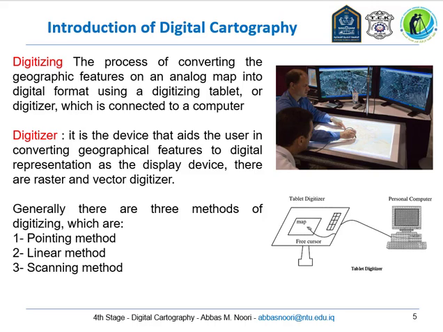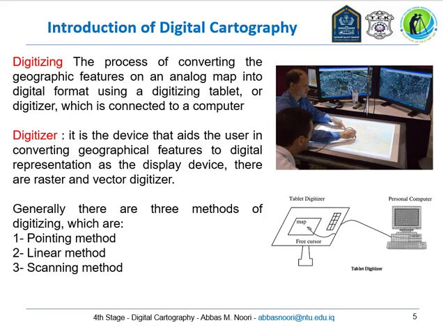Digitizing is the process of converting the geographic features on an analog map into digital format. When you have an analog map or hard copy map, we can convert the features which are drawn on the map to digital format, like point, line, polygon, or raster. A digitizer is the machine or device that aids the user in converting geographic features to digital representation.